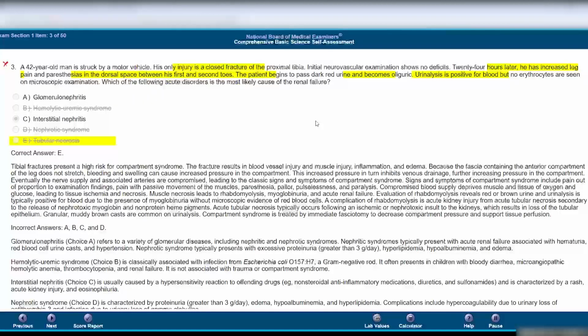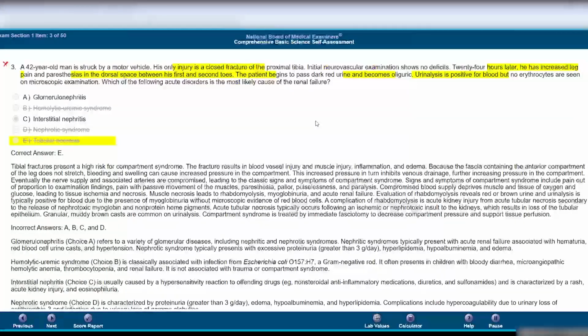So dark red urine, becomes oliguric, and the urinalysis is positive for blood. I was thinking, okay, I thought that was some way of saying that he has red blood cell casts. So I went straight off that. I remember thinking I really don't know, because they're talking about, I believe, a superficial perineal injury, the dorsal space between the first and second toes.